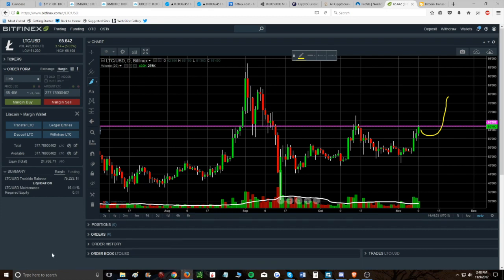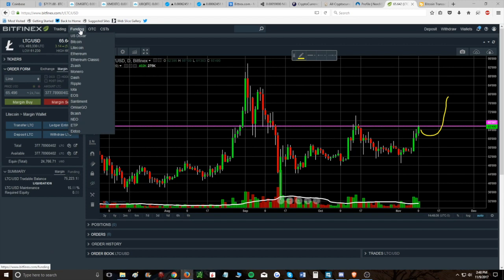So this is Bitfinex, and I really like them overall. You could fund your account with USD or any of these coins, which is also nice. You don't have to use that third party like Coinbase.